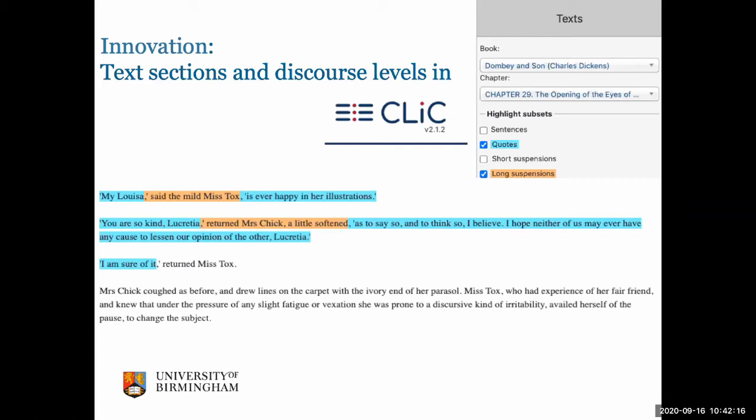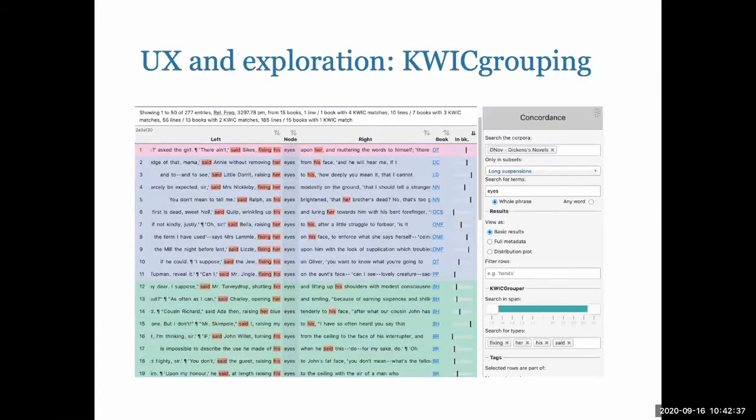And within the narration, we can look at what we call suspension. So this is here "said the mild Miss Tox", or "returned Mrs. Chick, a little softened". This is interruptions of the speech of characters by the narrator. And this gives us quite interesting insights into the way fictional characters behave. Another thing that we've done with CLiC, and we were really keen to look at the user experience and the way in which you can use CLiC to really explore the text.